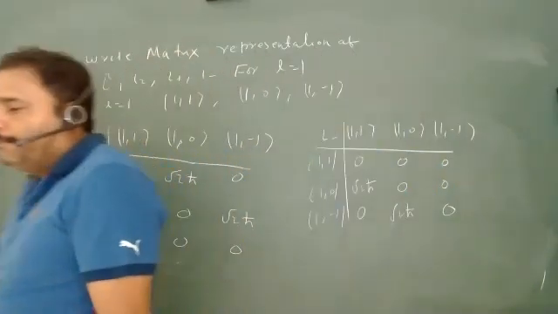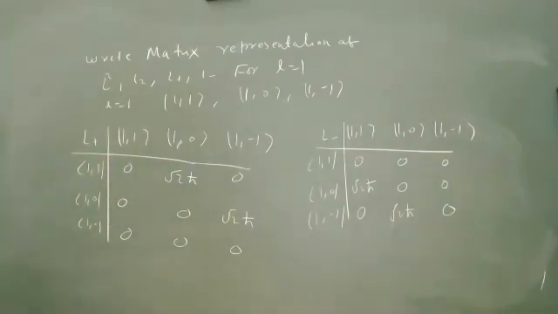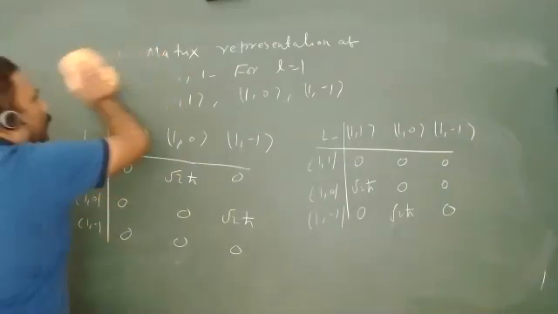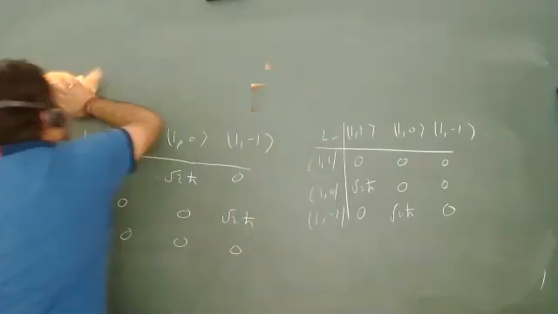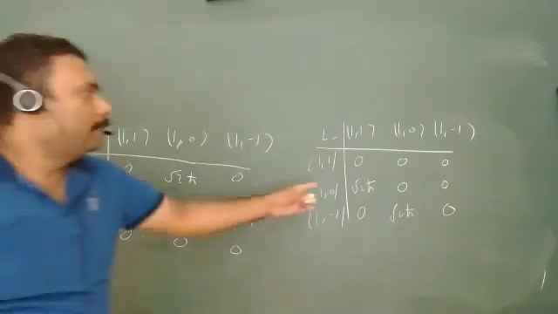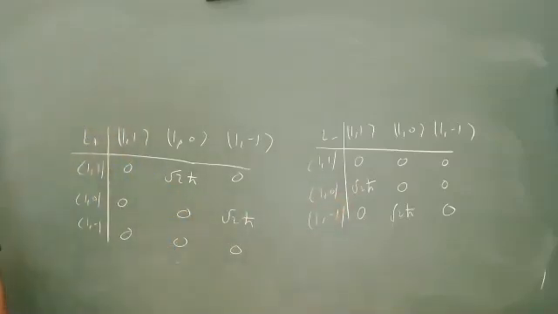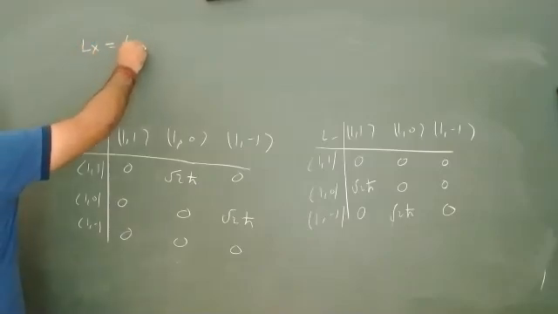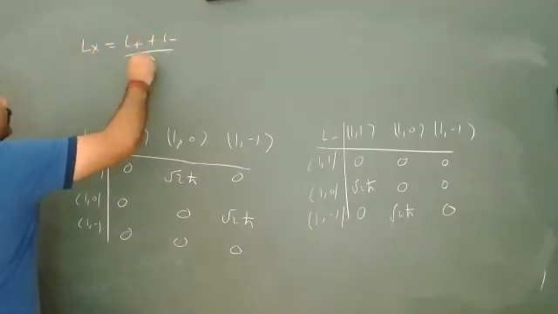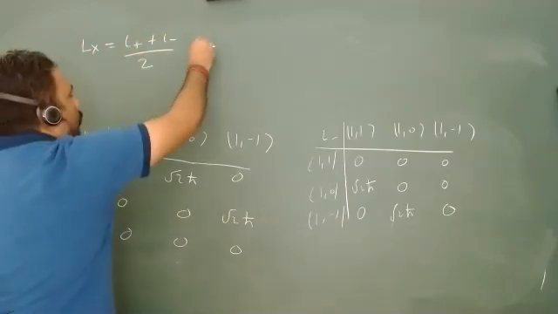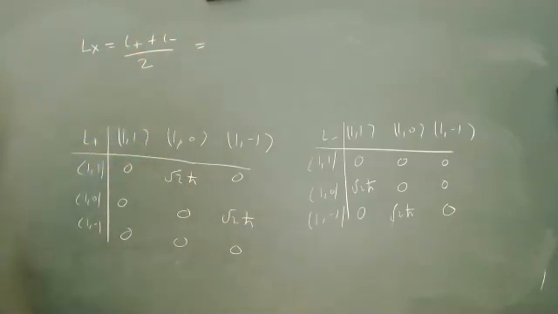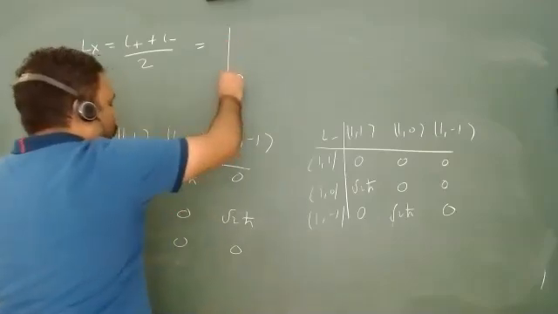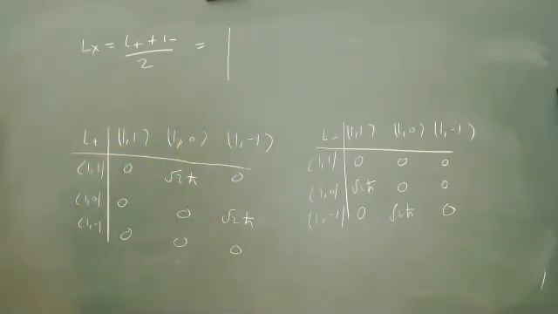But why are we finding L plus and L minus? Because we can figure out what my Lx is. And please look, L plus and L minus are not Hermitian matrices. But if you calculate Lx, which is (L plus + L minus) upon 2, then you can find that the matrix is actually Hermitian in nature.